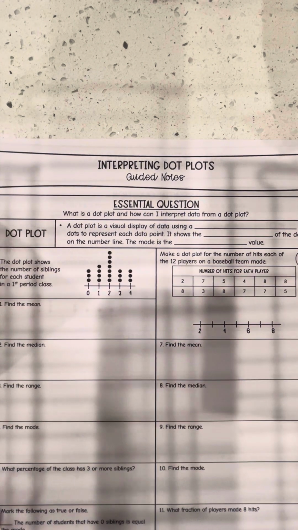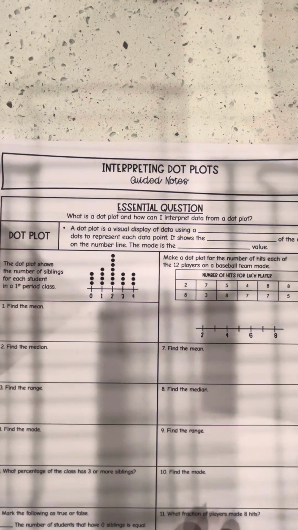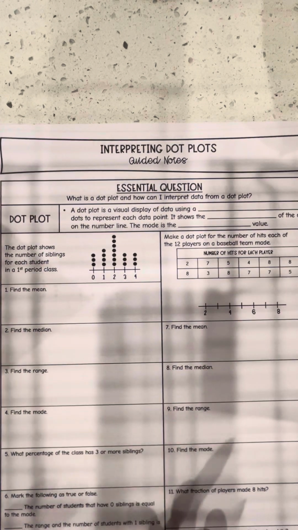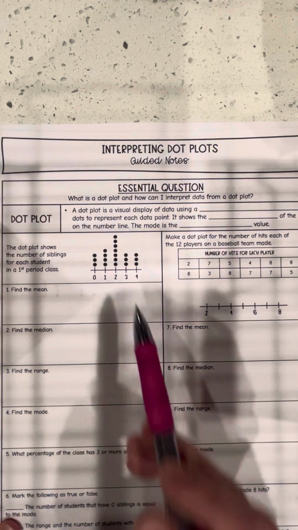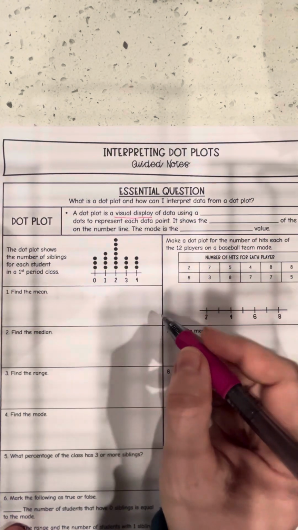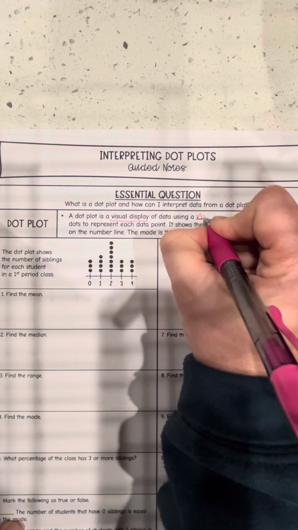Okay, I'm going to do the interpreting dot plots guided notes with you as well. So again, we're just practicing the same thing we learned on the last one. So what is a dot plot and how can I interpret the data from the dot plot? A dot plot is a visual display. We already talked about that in the last set of notes, using data on a number line.